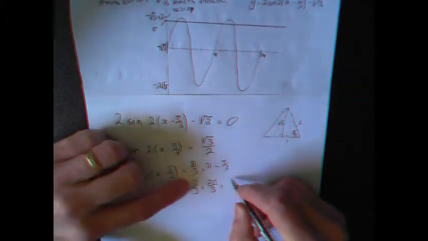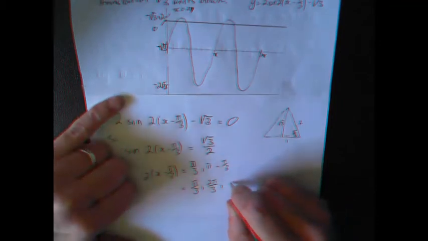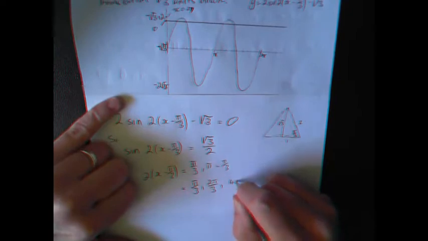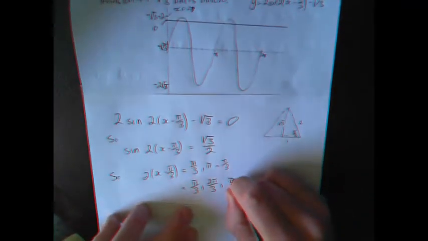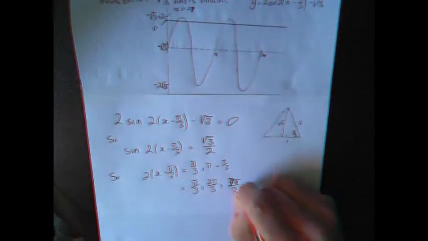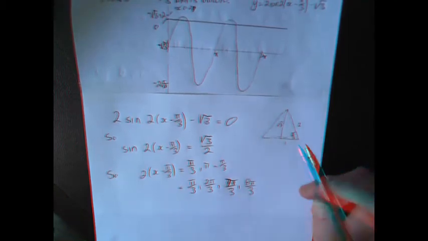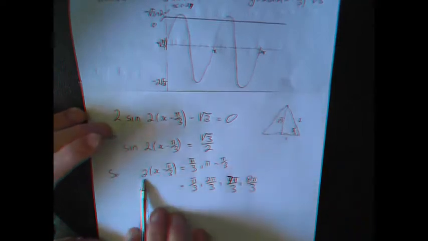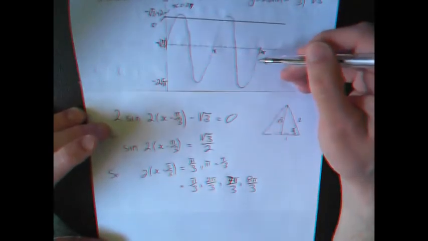Okay, so for this one here, you've got to add pi to this, so this becomes 4 pi on 3. Sorry, you don't add pi, you add 2 pi. You add 2 pi. So it's 7 pi on 3. It's one full revolution of the circle, that's why it's 2 pi. So this is 7 pi on 3. And then adding 2 pi to this one here, we have 8 pi on 3. So what we've come up with there is that these are the 4 values between 0 and 2 pi.